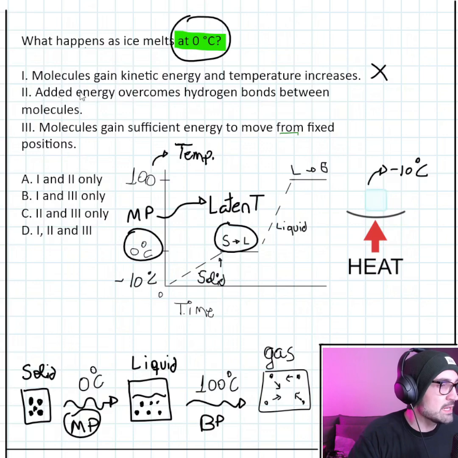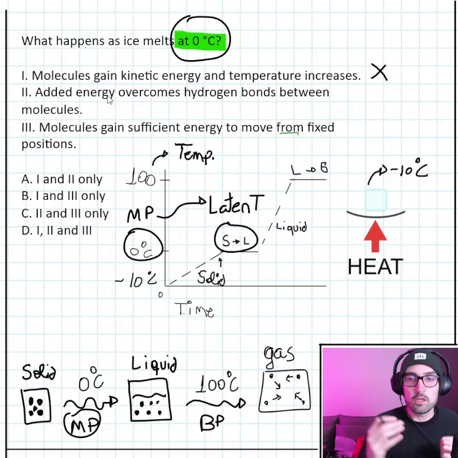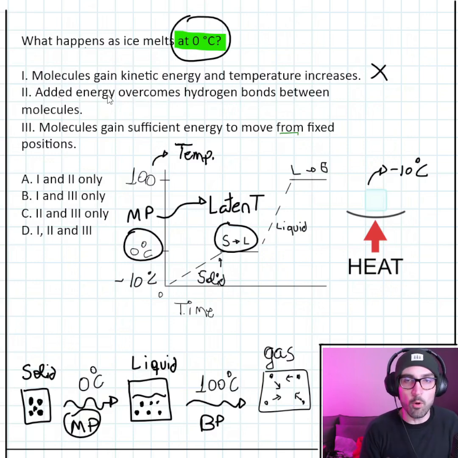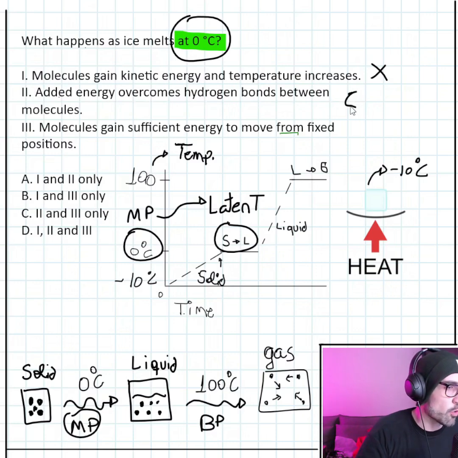Number 2, added energy overcomes hydrogen bonds between the molecules. That is true. If you are trying to separate the molecules, you need to overcome whatever intermolecular force is going on between the molecules. And that happens both in the melting point and in the boiling point in order to separate the particles. So number 2 is correct.